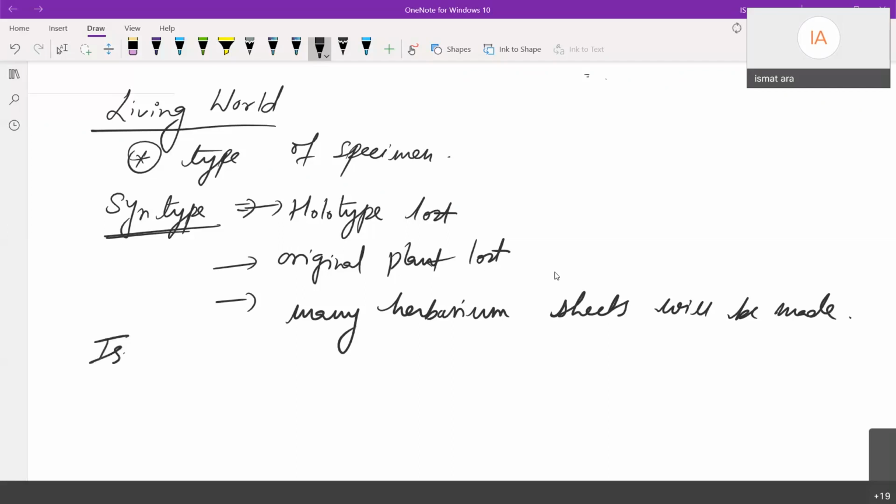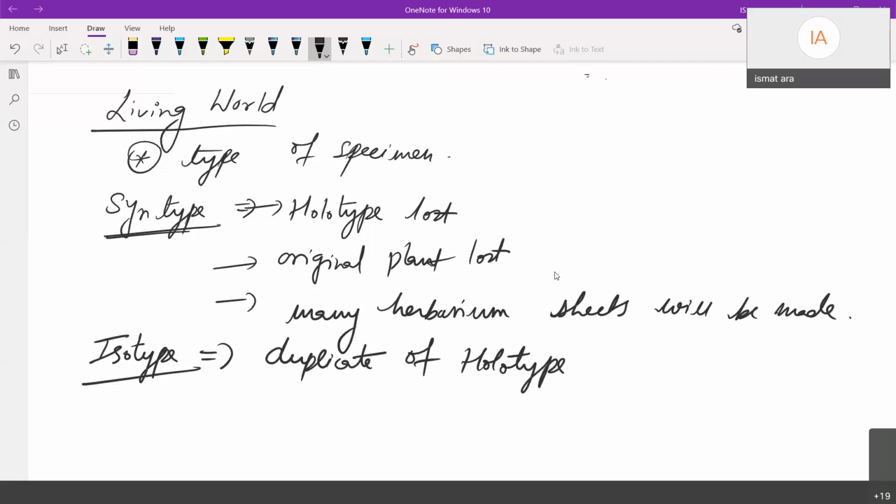Then isotype. Isotype means it is just the duplication of the holotype. Duplication of the holotype is called isotype. The last one is paratype.